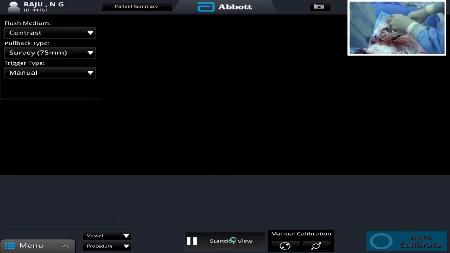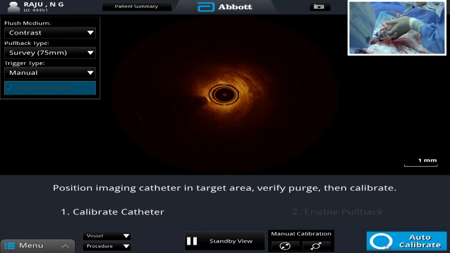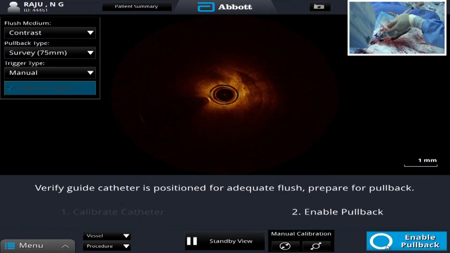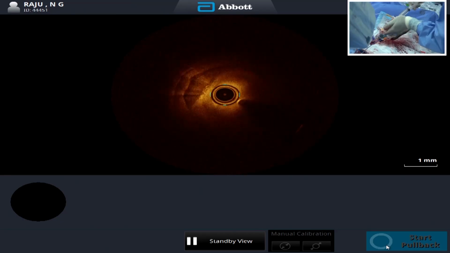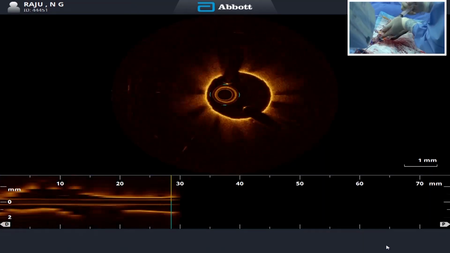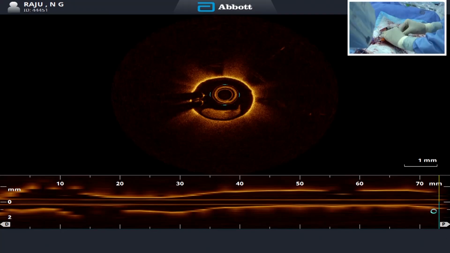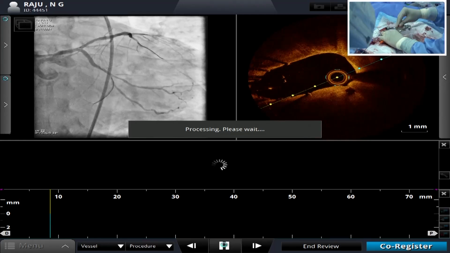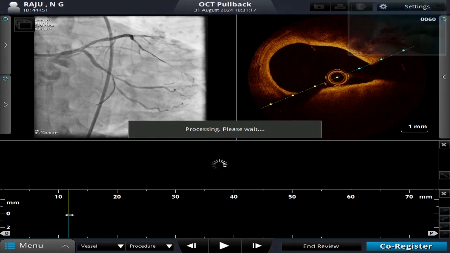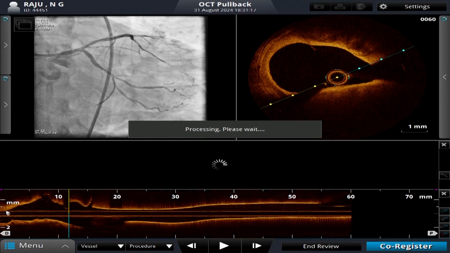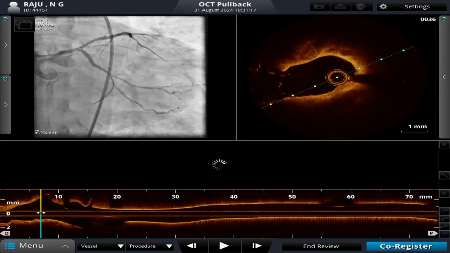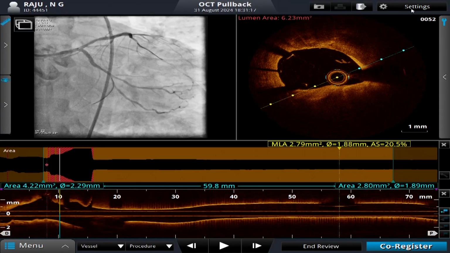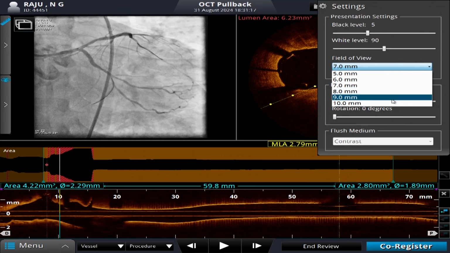Okay, once again. Ready? Yeah. Activate. Now show the bifurcation in the longitudinal mode as well as the 3D bifurcation. 1.5 balloon. Yes. Arya, rotate and show the circumflex ostium.